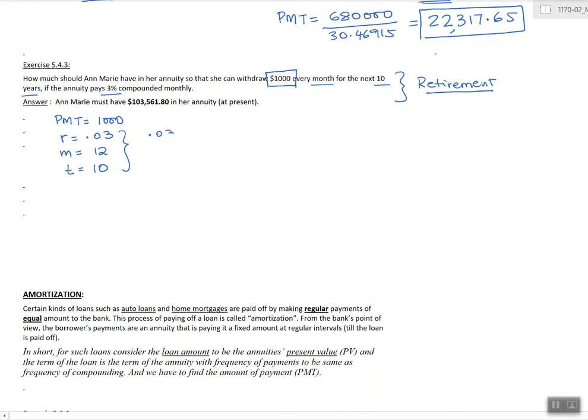So 0.03, I is divided by 12, and that would be 0.0025. N is 10 times 12, so that's 120. So therefore the question is to find the present value.